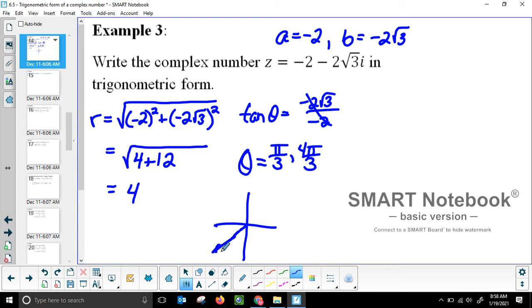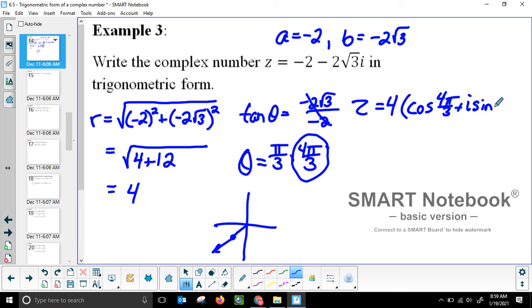All right, so my theta has to be 4 pi over 3 because I'm in the third quadrant here, right? If when I graphed this I were in the first quadrant, then I would know that it was pi over 3. Okay, well now I have my r and I have my theta, so I can easily write that. Z is equal to 4 times the quantity of cosine 4 pi over 3 plus i times the sine of 4 pi over 3. And we're done.